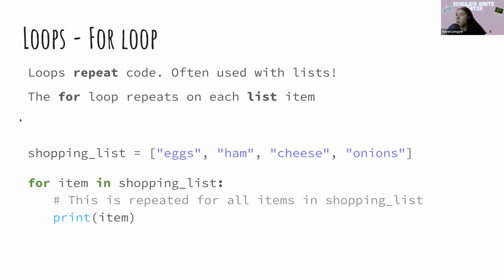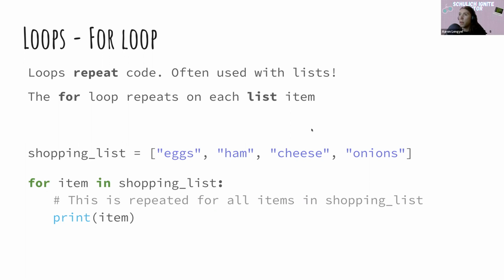Now finally, you have loops. This is another thing that makes lists even more useful: we can loop over lists. Loops will repeat code, and they are often used with lists. Here we have a shopping list: eggs, ham, cheese, and onions. We can use this for item in shopping list, and keep in mind, this item can be anything. Whatever we name the variable is going to be its name, and we can use it in our code. So this is going to go over every single item in the shopping list, and print eggs, ham, cheese, and onions.